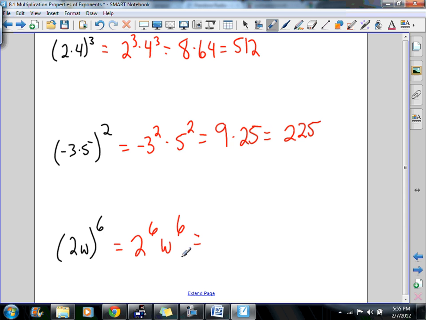And the last one is going to be 2 to the 6th, w to the 6th. 2 times 2 is 4. 4 times 2 is 8. 8 times 2 is 16. 16 times 2 is 32. So that'd be 64 w to the 6th.